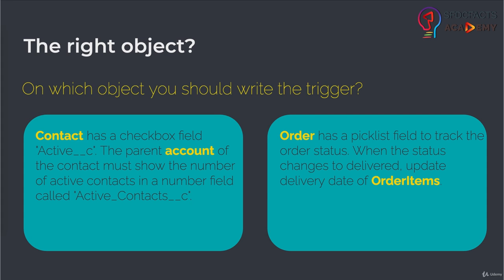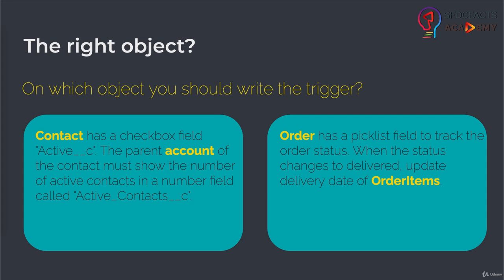The order object has a picklist field to track the order status. When the status of the order changes to delivered, then we need to update the delivery date of all the order items. Here we need to understand that order is the parent object and order items is the child object. Now we want to update the order items object when something happens on the parent order object. So on which object should we write our trigger?